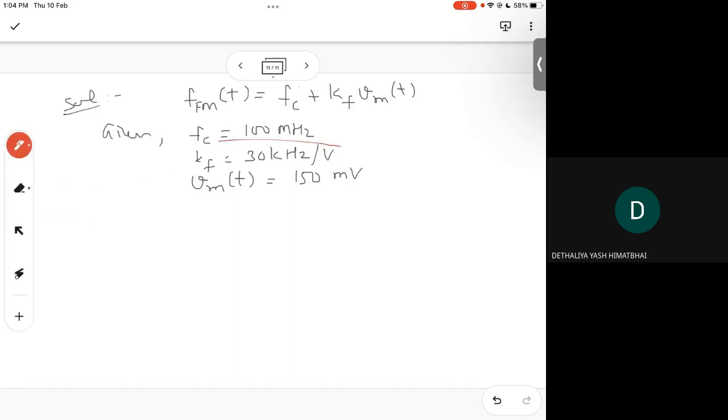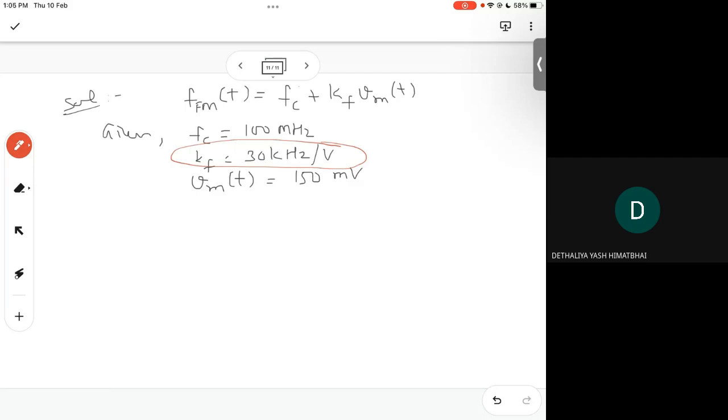This is a constant, the frequency deviation constant. That means how my frequency is changing as per the amplitude of the message signal. So kilohertz per volt or hertz per volt. That's why the unit turns out to be the same. And we have to be very careful to use the proper units here.